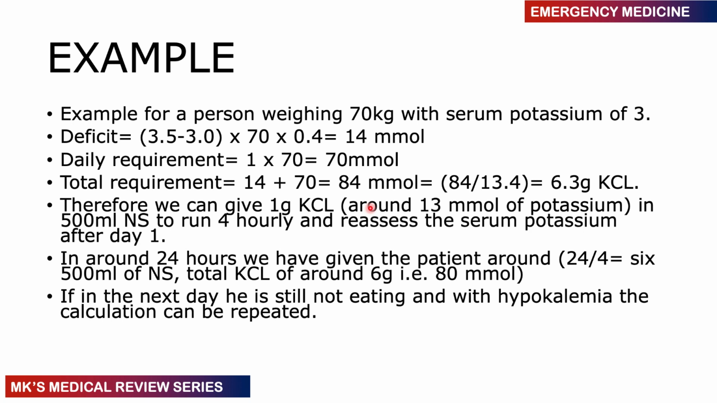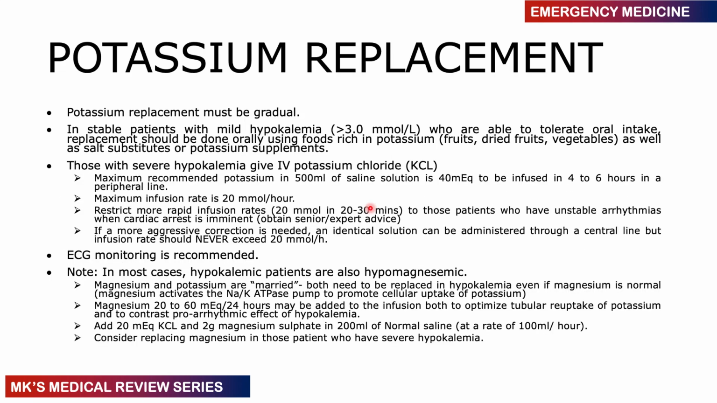Remember, you should also be checking at regular intervals, doing your ABGs at 4 hourly intervals, or even much closer if this patient is actually symptomatic. So remember that potassium replacement is rather gradual. In the patients that are stable and have mild hypokalemia, for example, those that are above 3 millimoles, so 3 to 3.5, and can tolerate oral intake, you should replace it with oral intake. So advise them to take foods that are rich in potassium, like fruits, dried vegetables, and even dried fruits, as well as salt substitutes or potassium supplements.